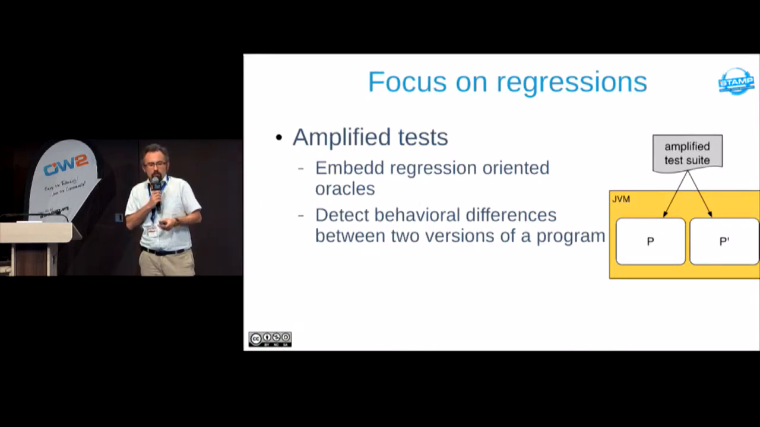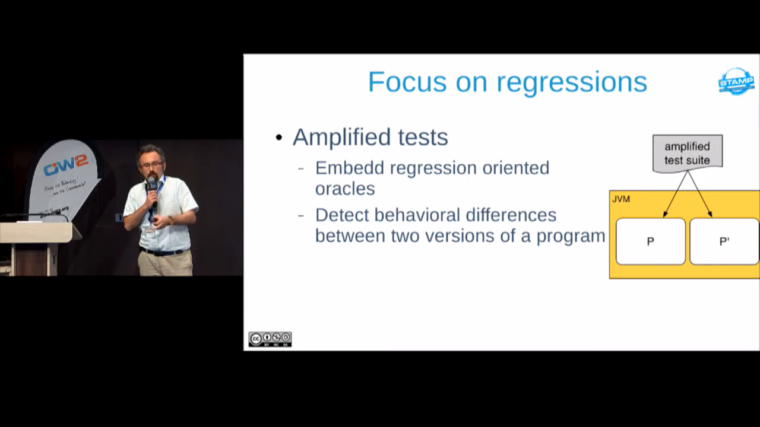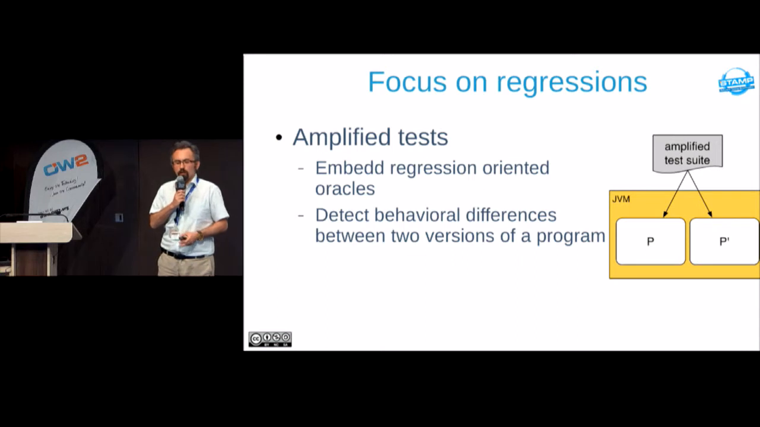So the main goal is to focus on regressions. So you've got an amplified test suite. P is your current version of the program, the version in production, and P prime is the developer version, the newer version. You will run your amplified test suite against the two versions of your program, and you will spot the differences. And each difference is a regression bug.